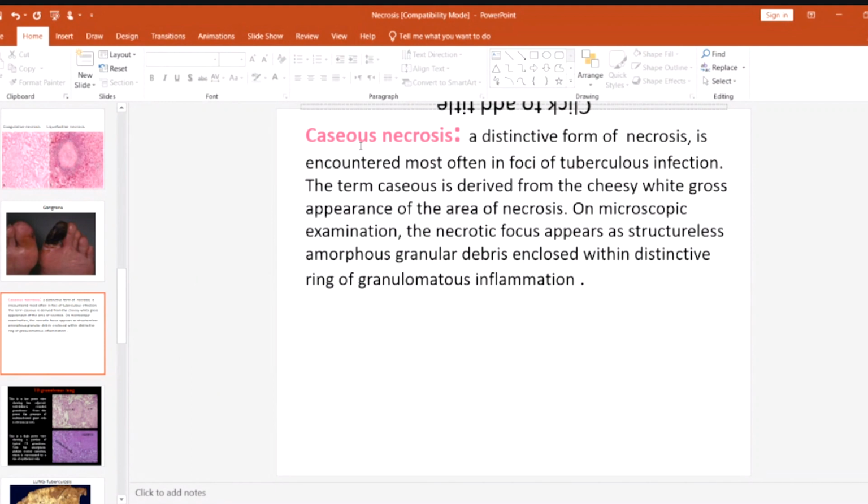So the other type of necrosis is caseous. This caseous necrosis is seen in tuberculosis. Grossly it has a cheesy white appearance. Microscopically it is structureless, amorphous, meaning it has no shape, granular, debris meaning fragmented pieces enclosed within a granuloma. Granuloma is a type of inflammation. Inshallah, we will discuss that after a few lectures.